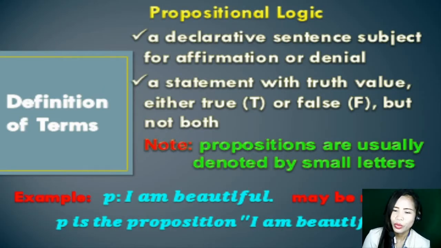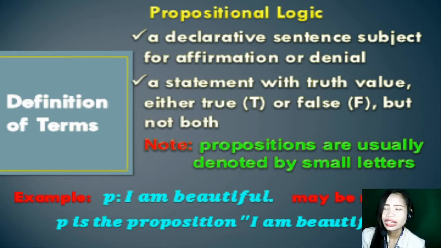The first one is propositional logic. When can we say that it is a propositional logic? It is only if it's a declarative sentence subject for affirmation or denial, or if it's a statement with a truth value which is either true or false but not both. If you are given a sentence which is not declarative, say for example interrogative, exclamatory, or any other types of sentences, that sentence is not considered as propositional logic.